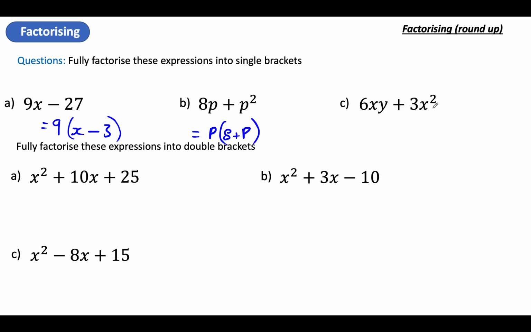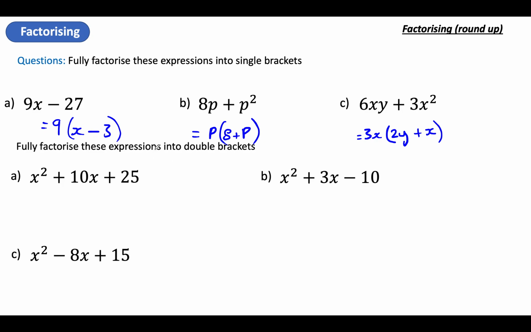Then 6xy plus 3x squared. 3 divides both of those numbers, and they've got an xy here and an x squared here. Now they don't share a y, but they do share an x, so that can go on the outside as well. Now I need to make 6xy. I've got 3x, so I times it by 2 to make the 6. The x is already there. I just need a y. And then 3x squared. I've got 3x, so that's all good, but I need x squared, so I need another x. So I put that on the inside, and if I expanded this out, I would get that expression there.